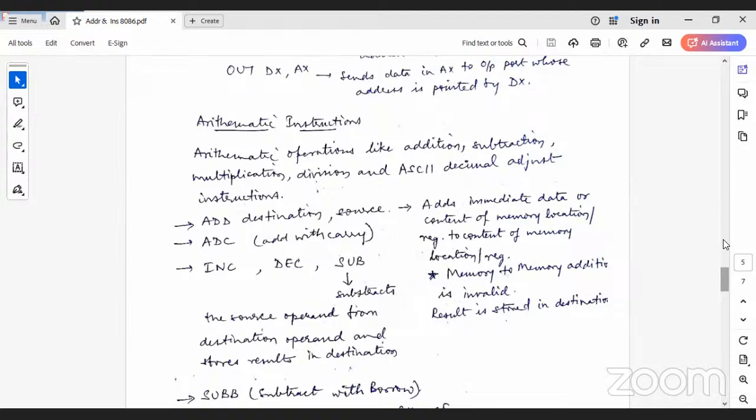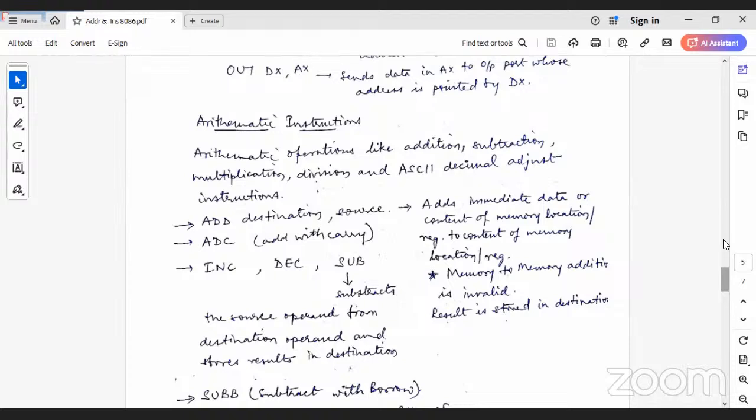Another point to be remembered is that the result of the arithmetic operations will always be stored in the destination. This point is also the same in the case of the 8085 processor. The result is always stored in the destination, the result of arithmetic and logical operation. Since we have not come to logical operations yet, you can remember that the result is stored in the destination itself.